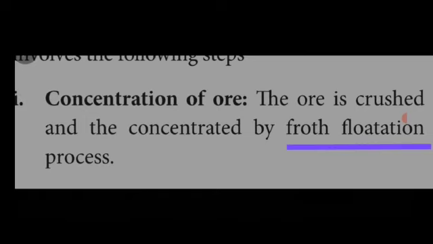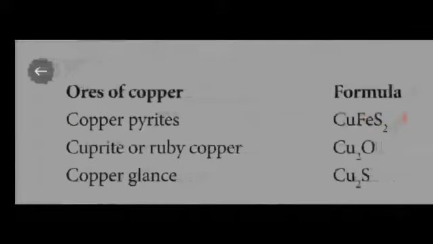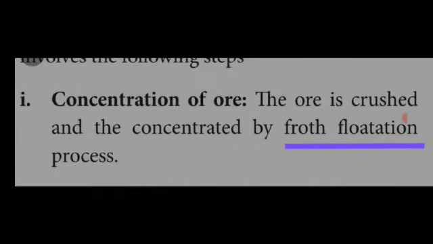In the copper pyrites formula CuFeS2, copper pyrites is one of the sulphide ores. The sulphide ores are concentrated by what method? Froth flotation method. It contains sulphur, so it is a sulphide ore. All sulphide ores are concentrated by the froth flotation process. So crushed ores are concentrated by froth flotation. This is the first step.